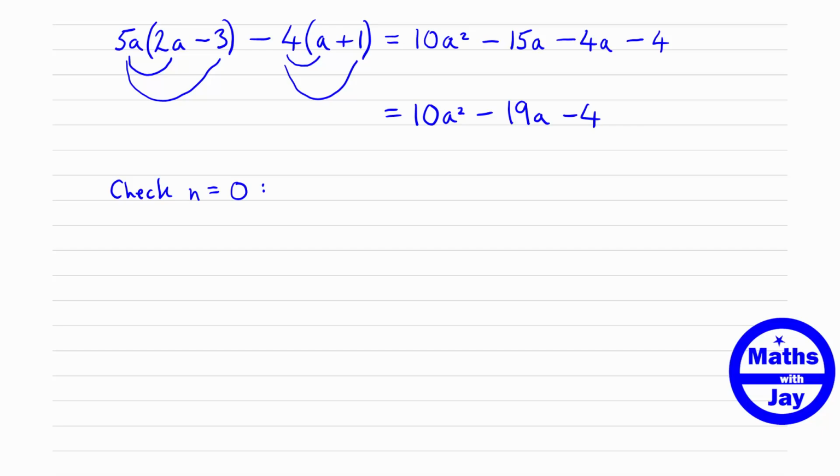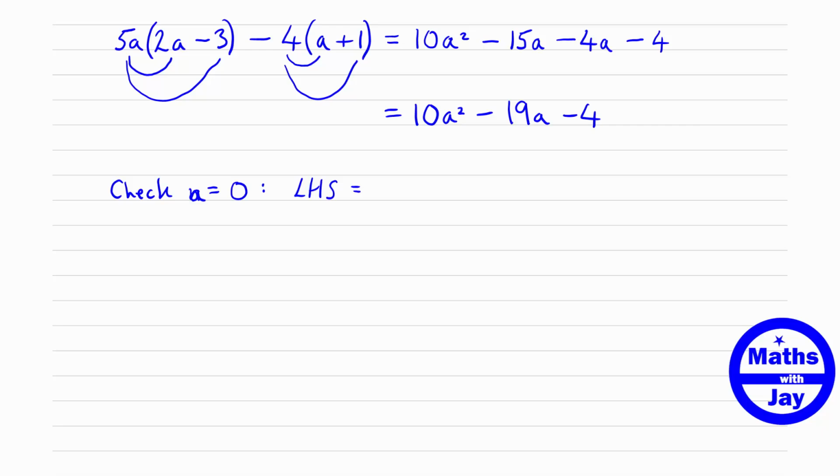So let's have a look. What do we get when a is equal to 0? The left-hand side, so the original expression, is... Oh, I said n, I mean a, don't I? So that n should actually be an a. I'm getting my letters mixed up.